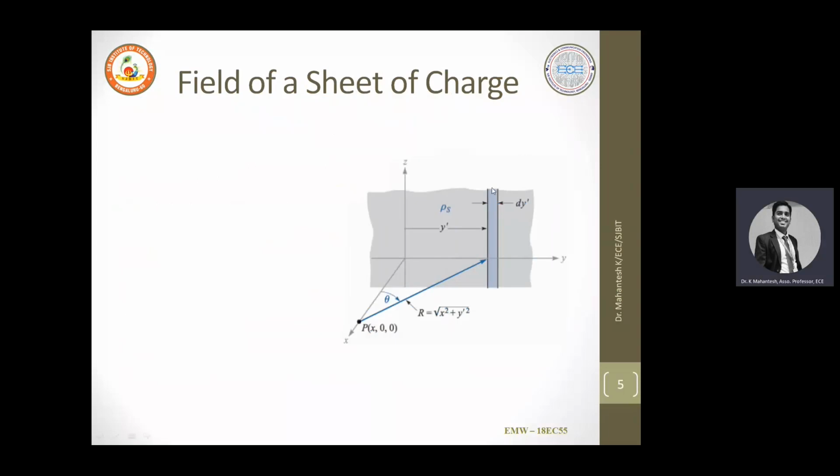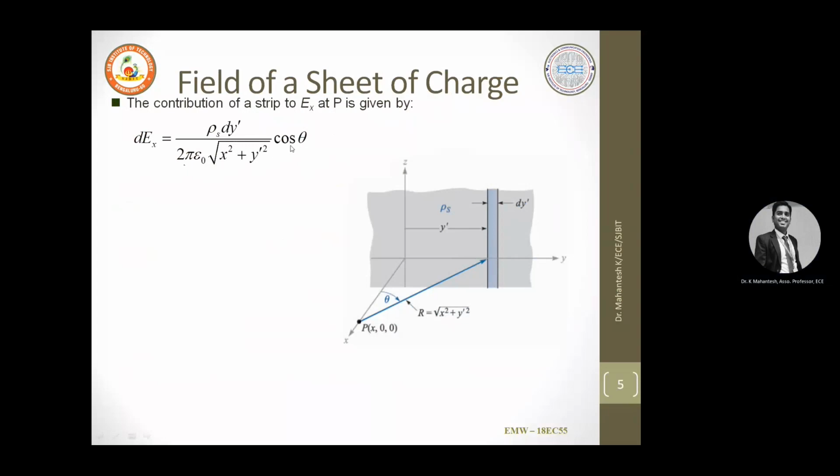Now this differential charge element is separated from the point P by a distance r equal to square root of x square plus y square. dEx is given as rho s dy dash divided by 2 pi epsilon naught square root of x square plus y dash square, times cos theta. Therefore, dEx equals rho s by 2 pi epsilon naught, x dy dash over x square plus y square.